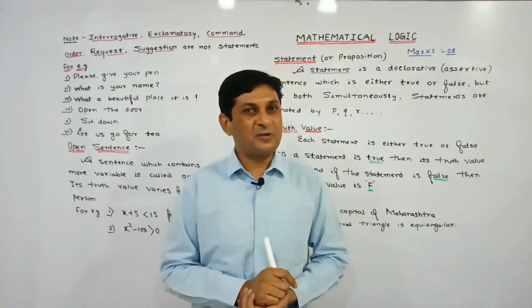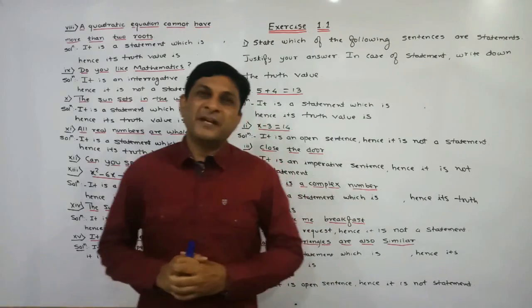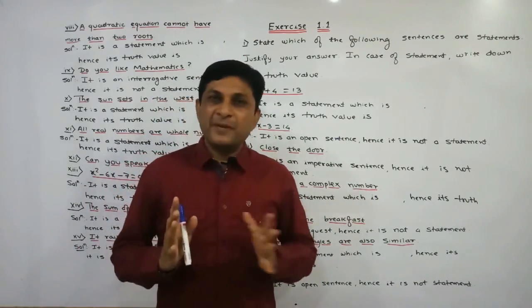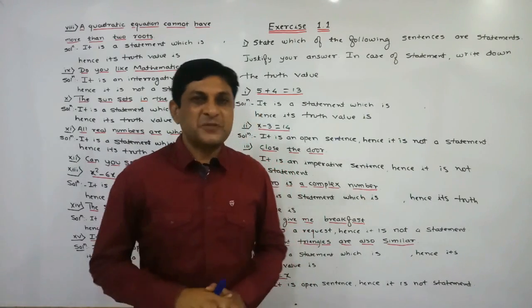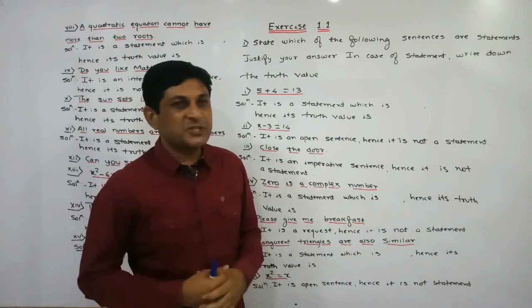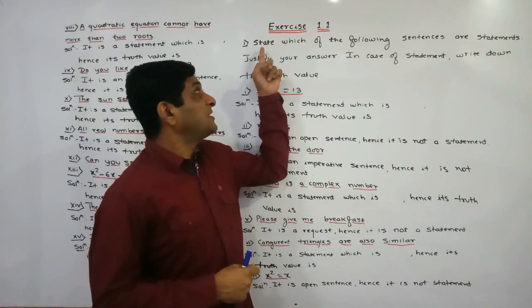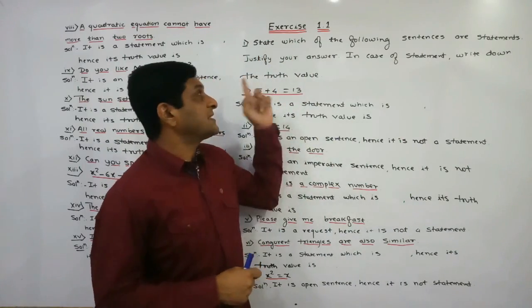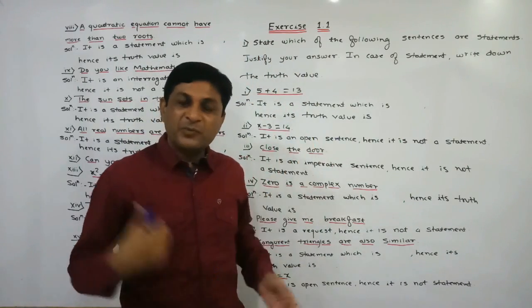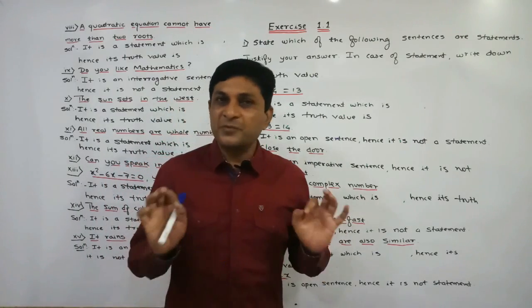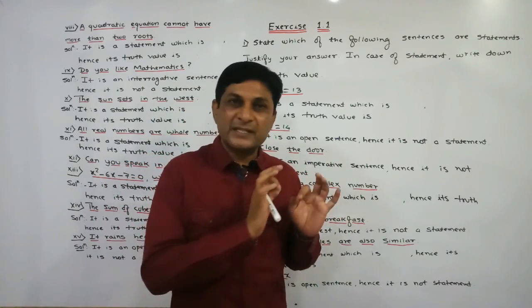So using the definition of statement and definition of truth value, now we are solving question number first from our first exercise. Now let us try to solve example number first from exercise 1.1. So observe the question here. Question is, state which of the following sentences are statements. So near about 15 sentences are given to us, and we have to check whether the given sentences are statements or not.